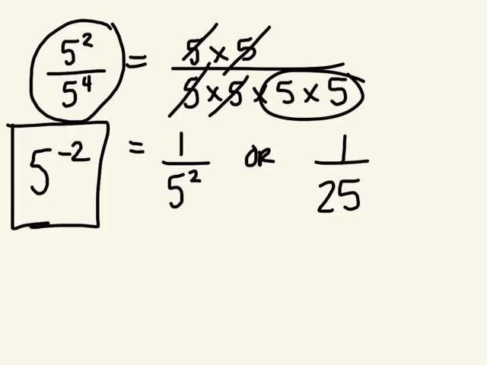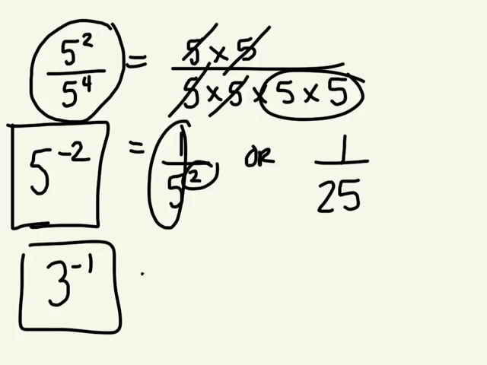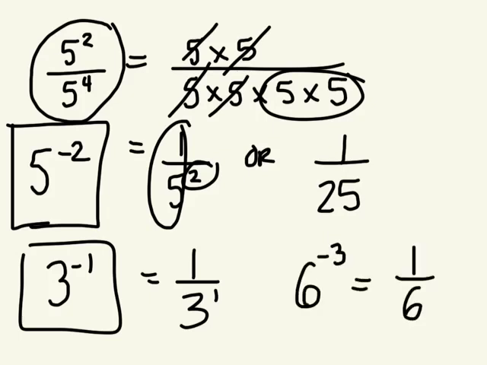5 to the power of negative 2 becomes 1 over 5 to the power of positive 2. 3 to the power of negative 1 became 1 over 3 to the power of positive 1. What do you think, let's do 6 to the power of negative 3 would be equal to? 1 over 6 to the power of positive 3. Good. So what do you think the rule is when you have a negative exponent?